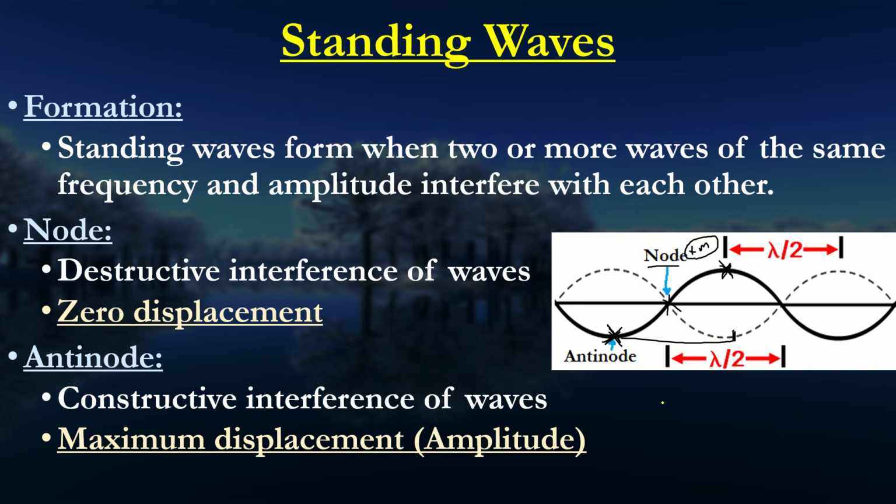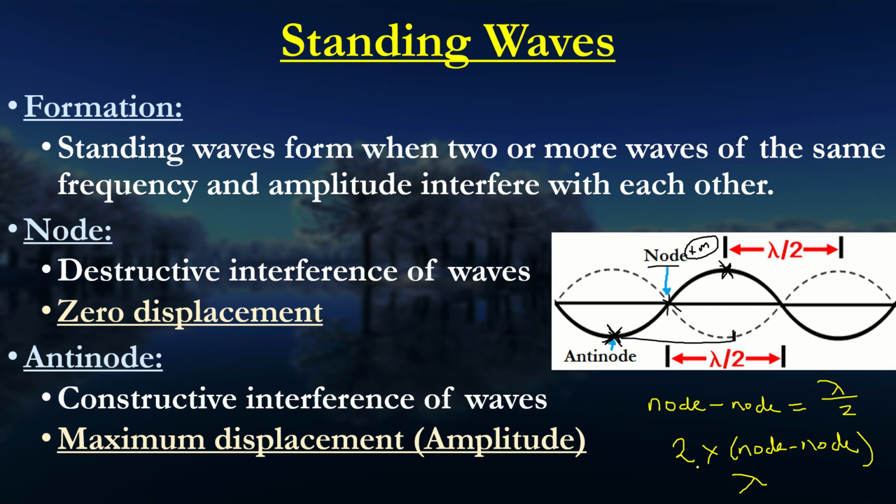So if I know the length of a node to another node, it is half a wavelength. So 2 times the length of a node and antinode, or you could say after counting 3 nodes, is 1 whole wavelength there. So that's what we got.